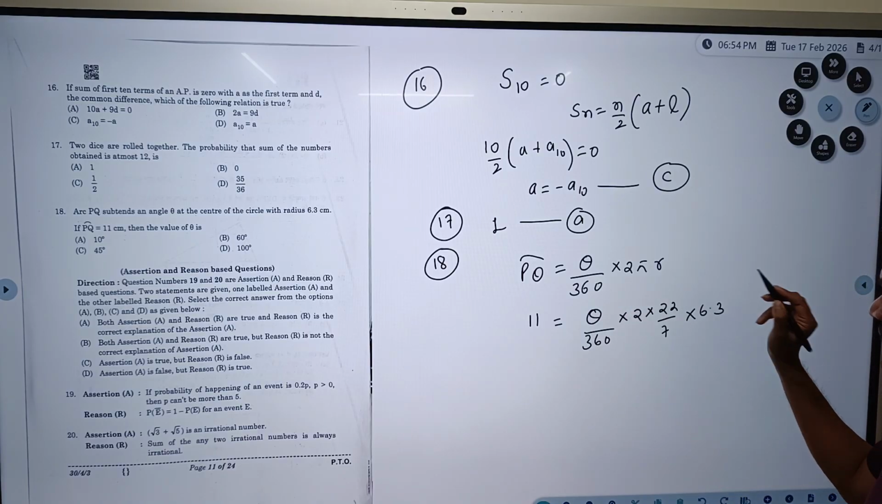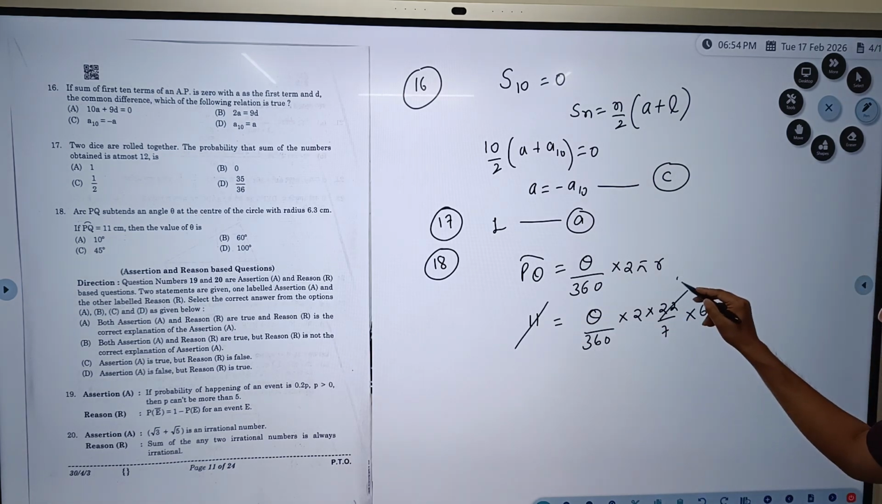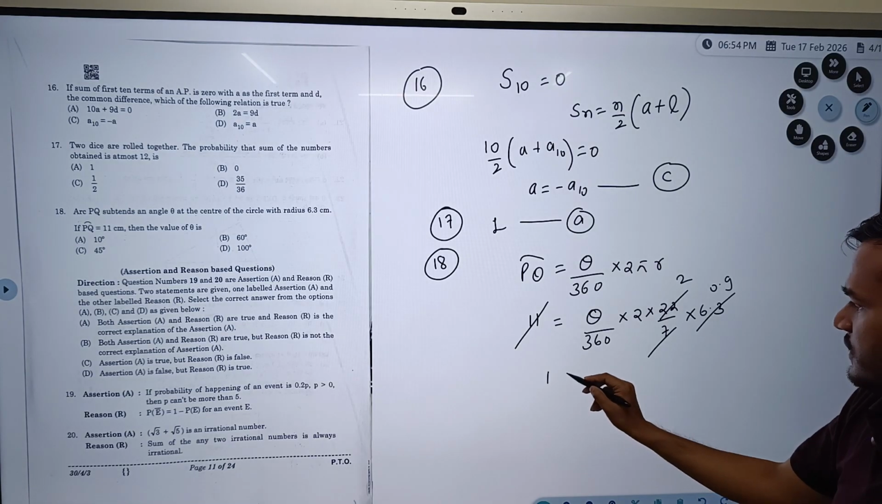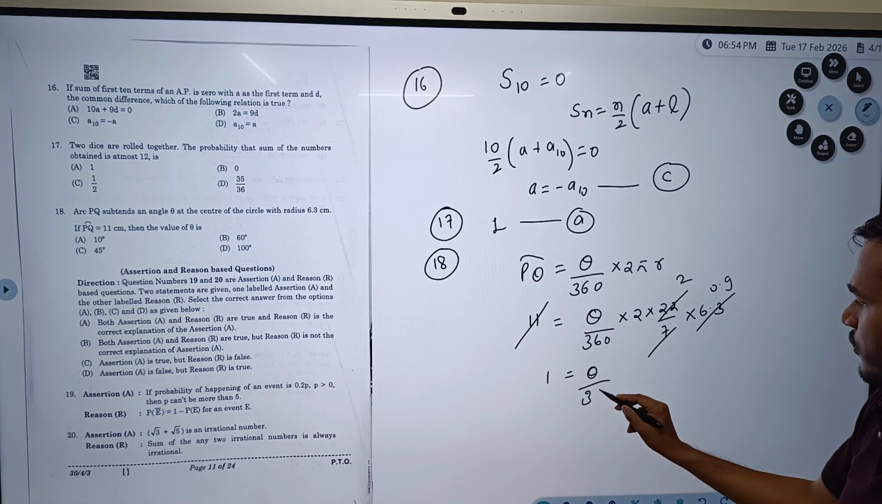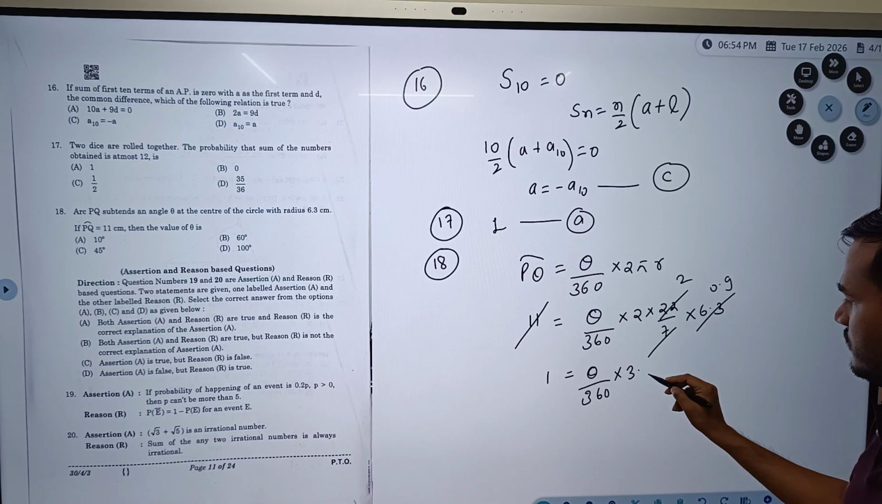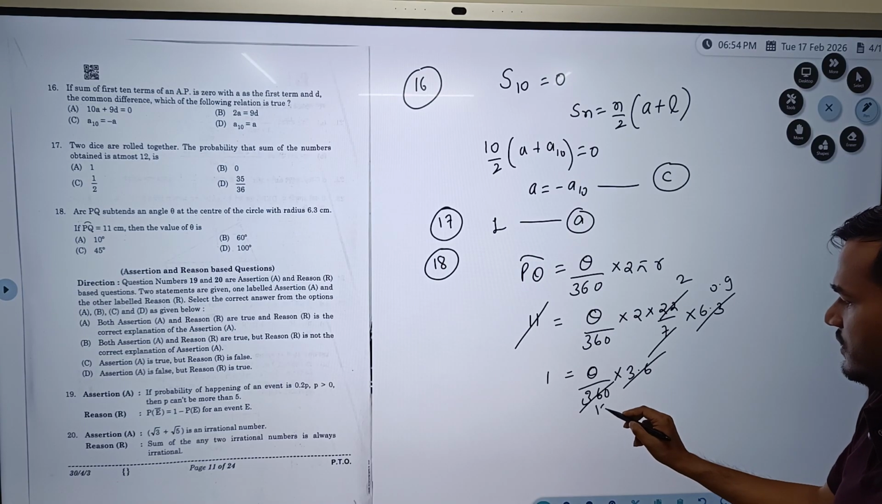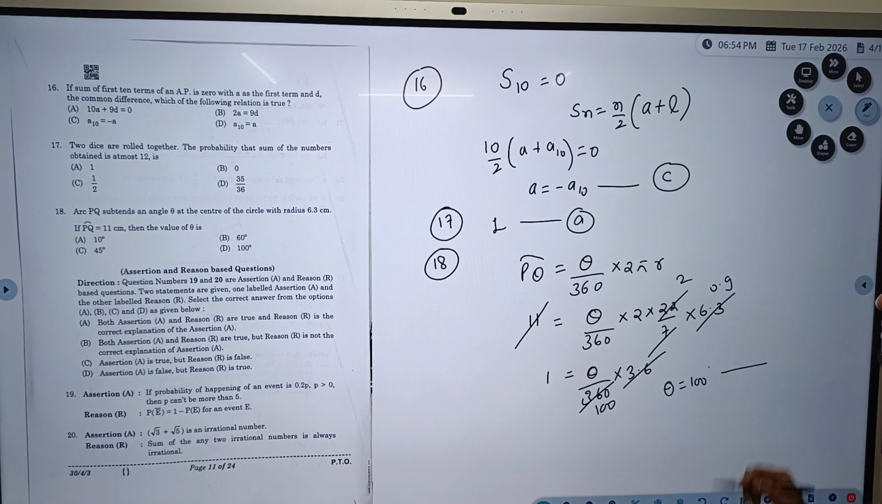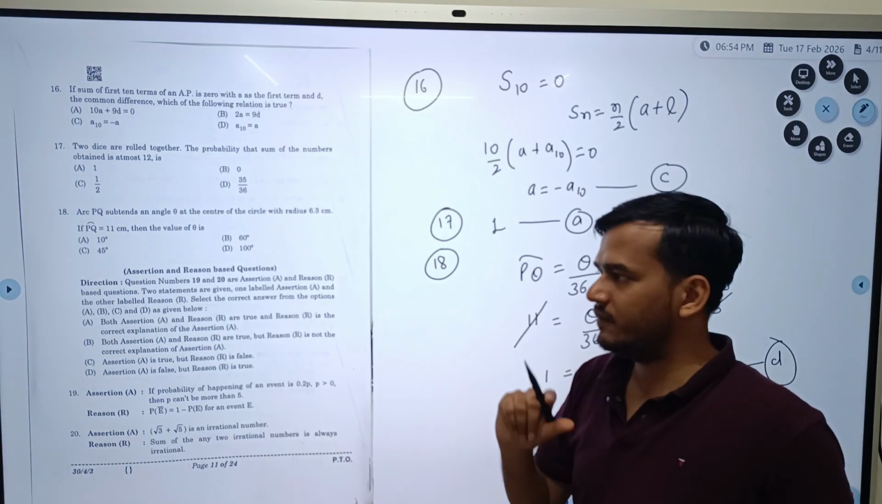Now solving this, 11 to the 22 and 7 9 just 63, so 0.9. So you'll get 11 is equal to theta by 360 into 3.6. So when you cancel this 3.6 with 360, you'll get 100. Theta is equal to 100 degree. Option D. So 18 is option D.